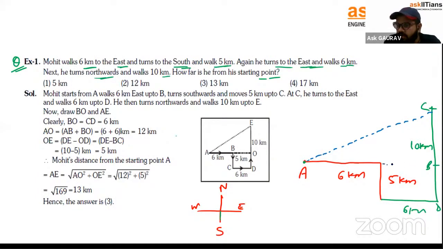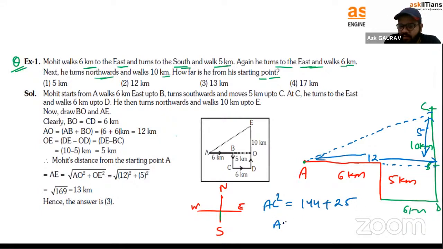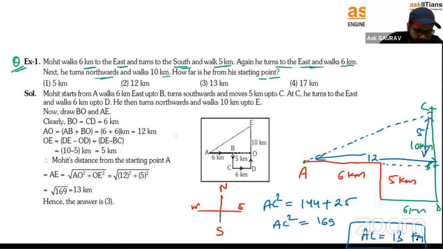If I construct this line also, then AB is 12. Your AB is 12 distance, right? Total distance 12, and BC is only 5 distance. So with the help of the Pythagoras theorem, AC square will be equal to 12 square, 144, plus 5 square, 25. AC square will be equal to 169. Therefore, AC will be equal to, as you are taking the distance, 13 kilometers. Tell me, is that question clear? The distance will be 13 kilometers from the starting point.